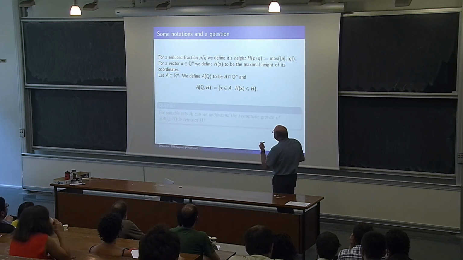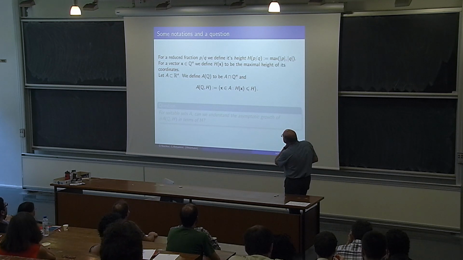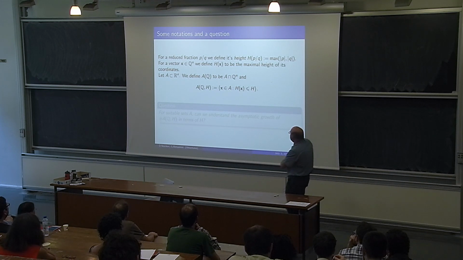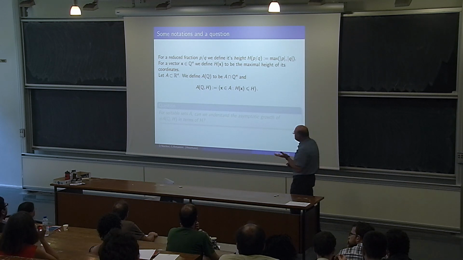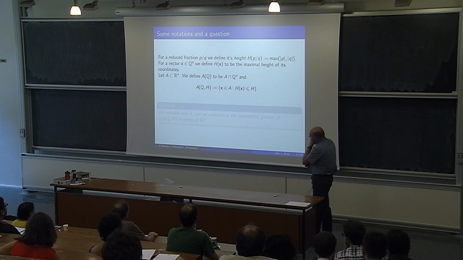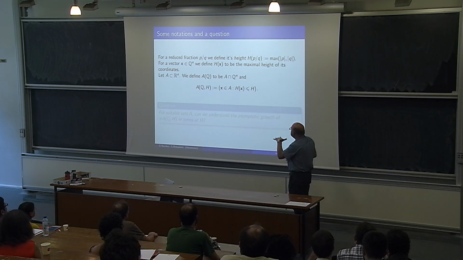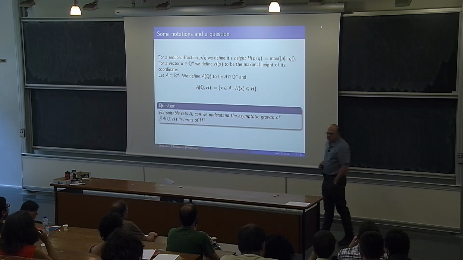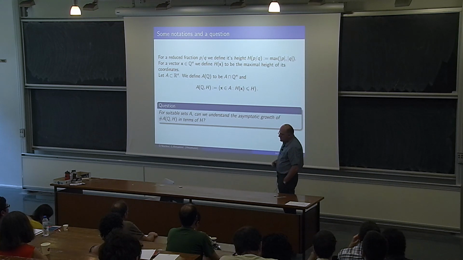So we should define height. For a reduced fraction p/q, a rational number, we define its height as the maximum of numerator and denominator. For a vector, we define the height of the vector to be the maximum height of its coordinates. And for a subset A in R^n, we define A(Q) to be the set of rational points, and A(Q, H) is the set of rational points of height at most H. So this set is definitely finite. And what we do, we try to understand the asymptotics of the number of such points in the set A as H goes to infinity.